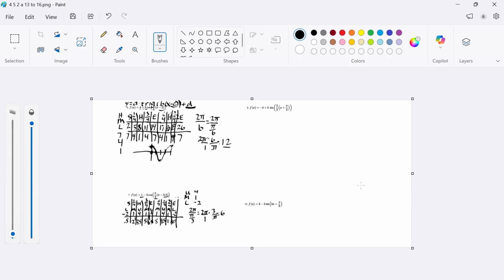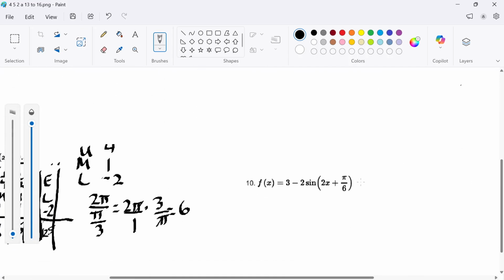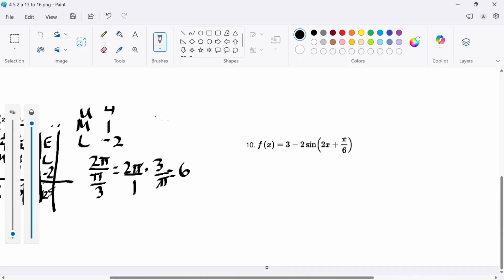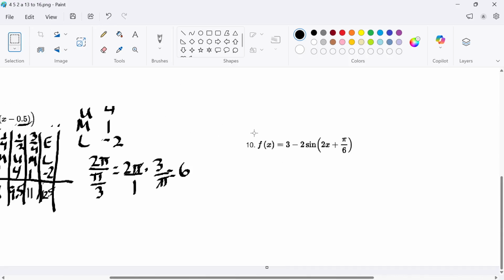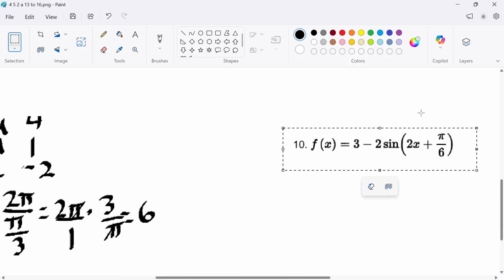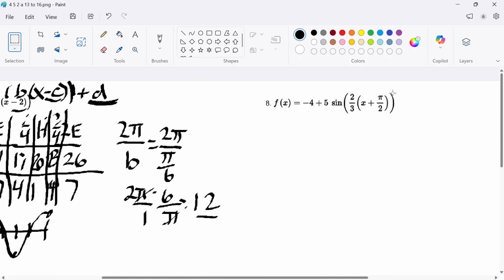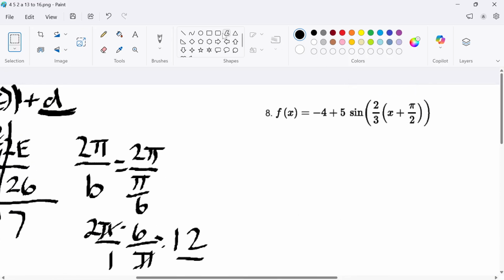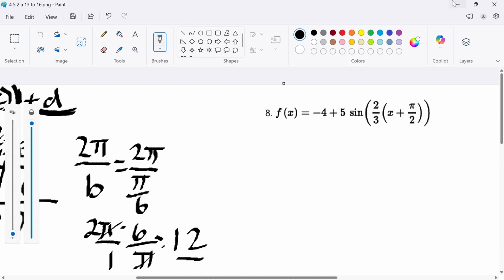On these, you can draw the graphs. I'm going to prove it later on Desmos, so I'm not going to draw the graphs on these. I'll just find the values. All right, negative 4 plus 5 sine 2/3 x plus x over 2. So when the b does not contain a pi, then the numbers are going to be all values with pi in them, the halfway and end and so forth.